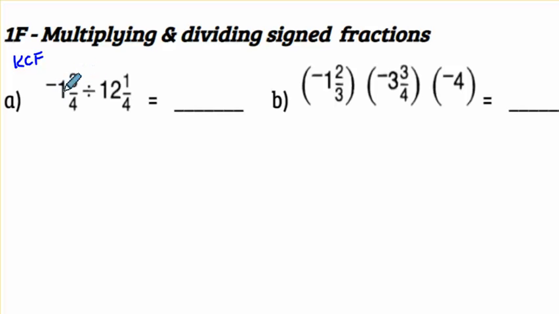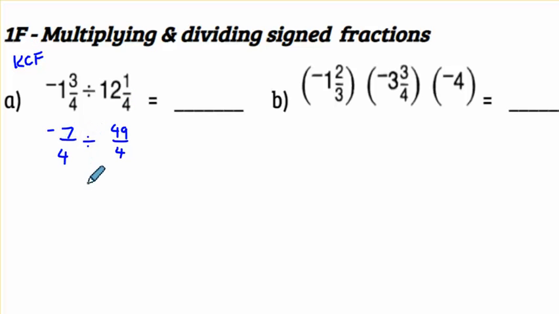So the improper fraction for the first one is -7/4, and it's negative, and I'm going to put the negative on top. And then the improper fraction for 12 1/4, 12 times 4 is 48 plus 1, 49/4. Okay, and that's positive.